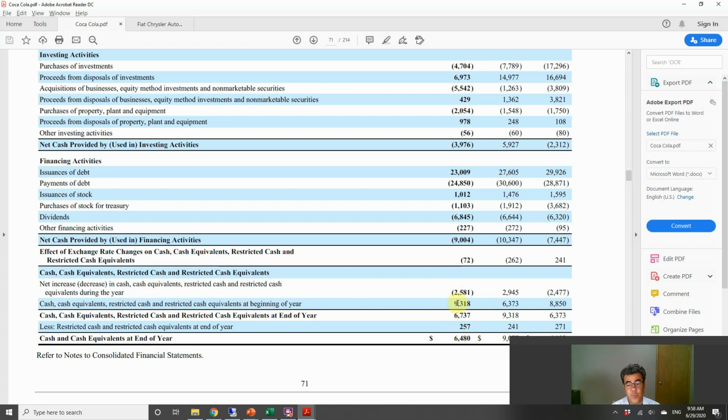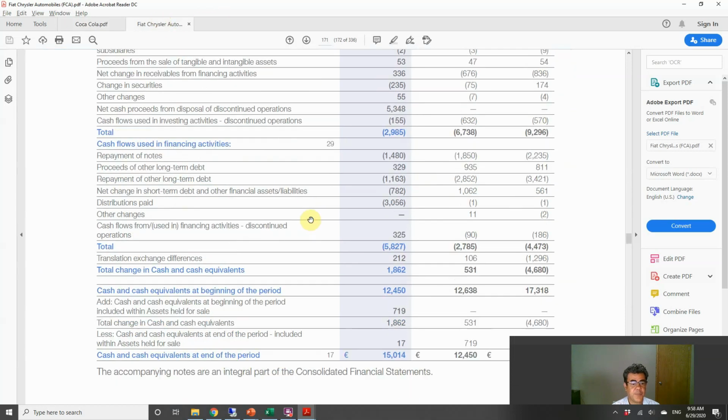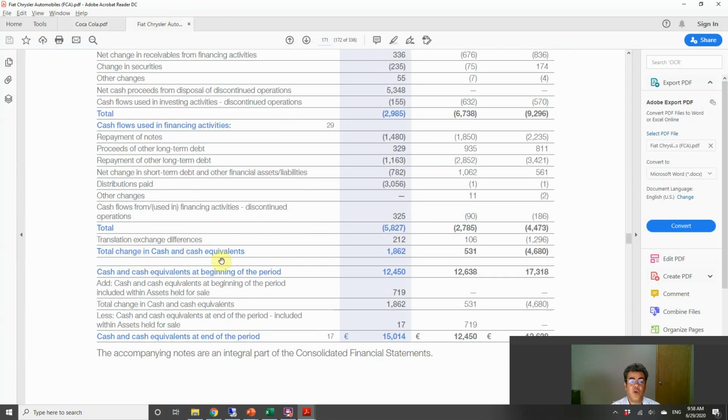And we start with the beginning balance of cash. When we combine the increase or decrease with the beginning balance, we have the ending balance. And we double check if our numbers are right. International accounting, exactly the same. Total change plus beginning period is equal to cash at the ending period.